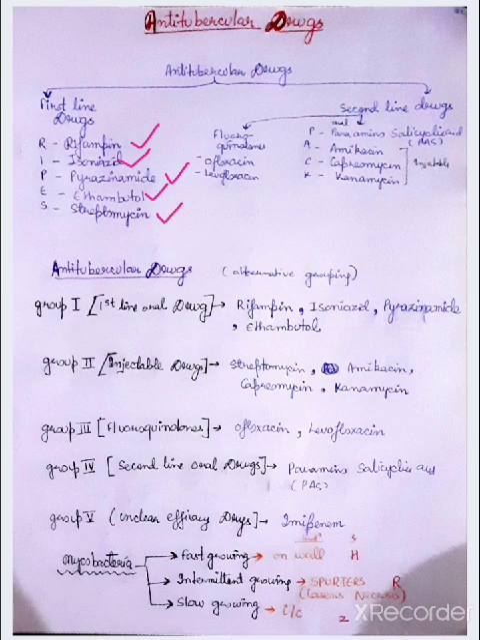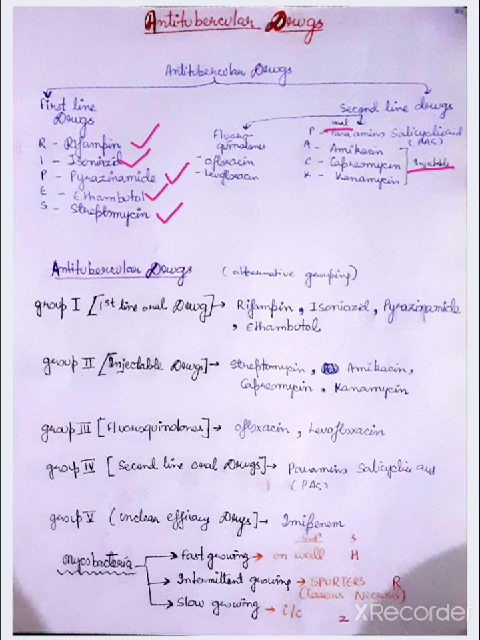And second line drugs are fluoroquinolones, which include ofloxacin and levofloxacin. And the trick for the second line drugs is PACK: para-aminosalicylic acid, PAS, which is given orally, and amikacin, capreomycin, and kanamycin, which are injectable. So first line drugs are rifampicin, isoniazid, pyrazinamide, ethambutol, streptomycin.